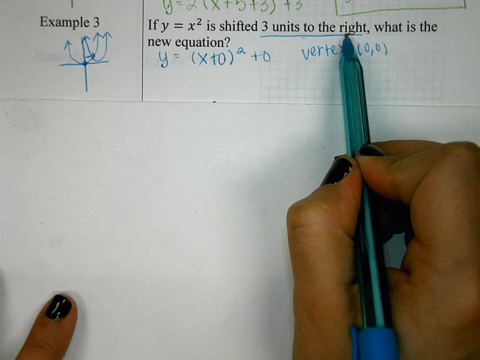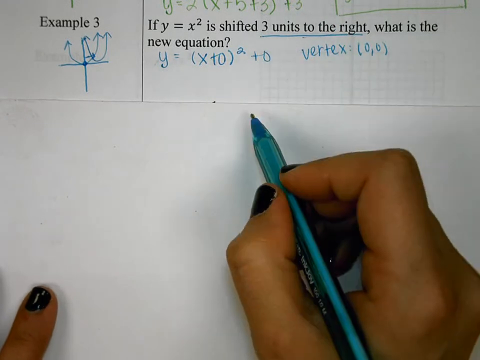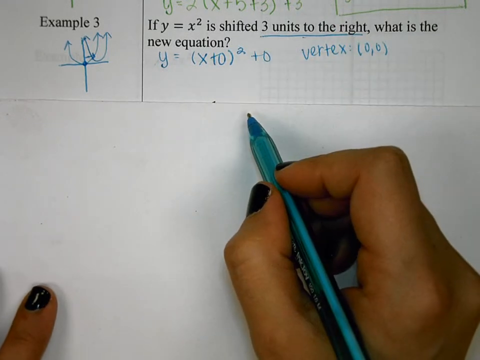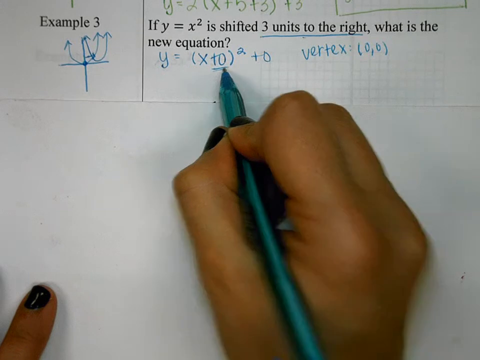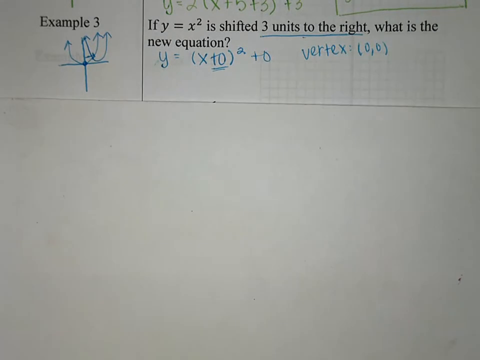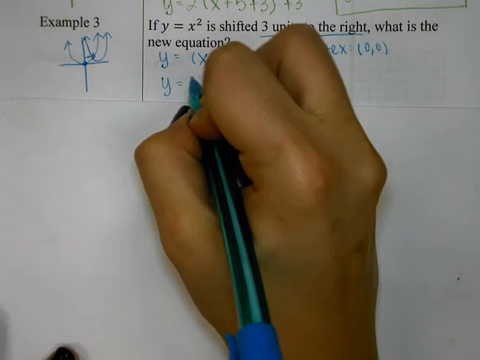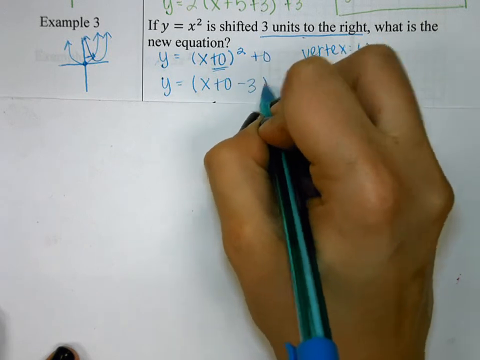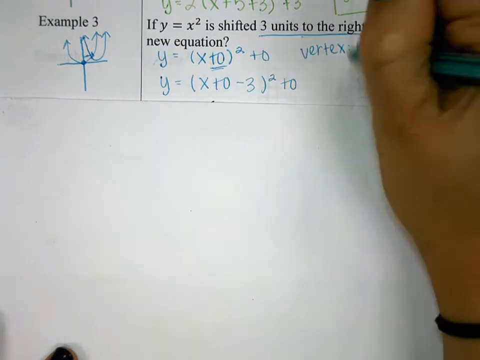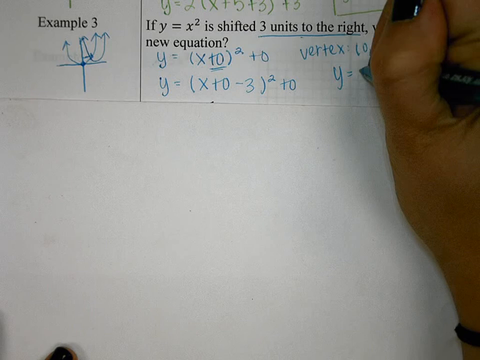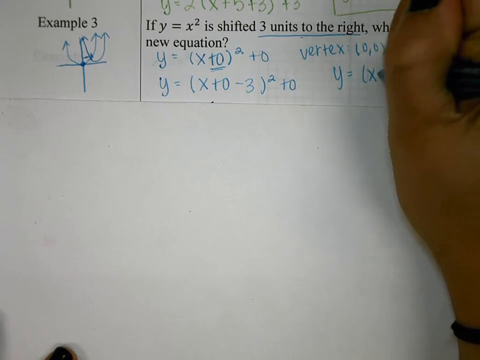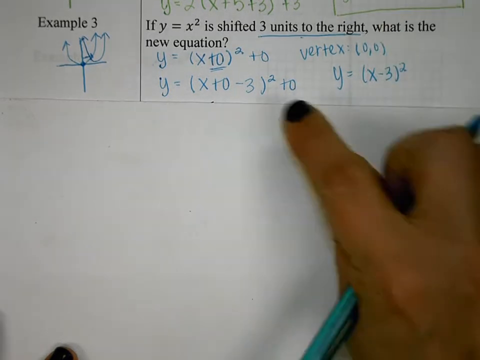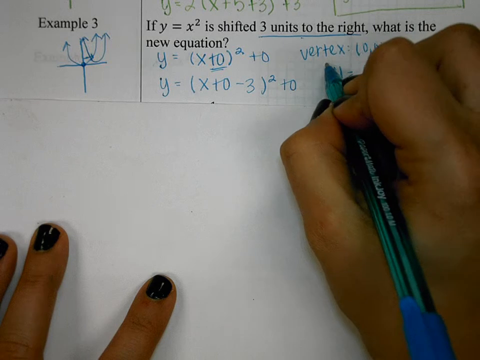So shifting to the right means I'm working with the x-coordinate of my vertex, which is right here. And our chart up at the top tells us that when we're going to the right, we're actually subtracting. So this is going to be y equals x plus 0 minus 3 squared plus 0. And that's going to give me an equation of y equals x minus 3 squared, and we don't have to add that plus 0. So this is my new equation.